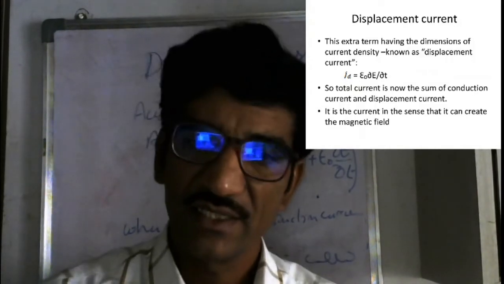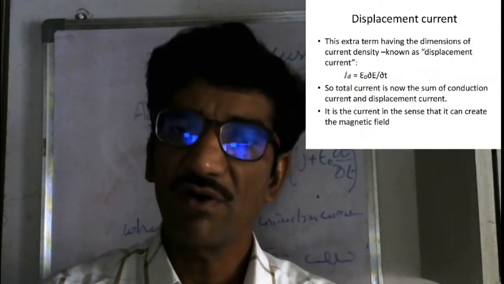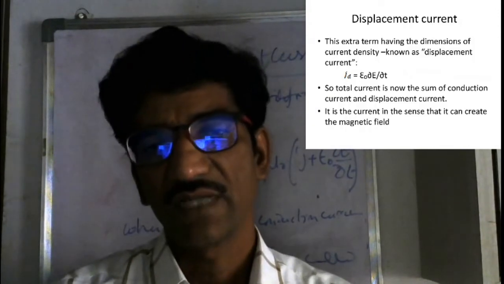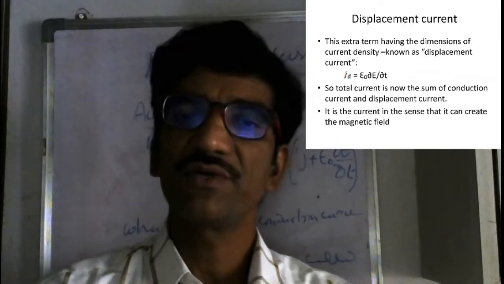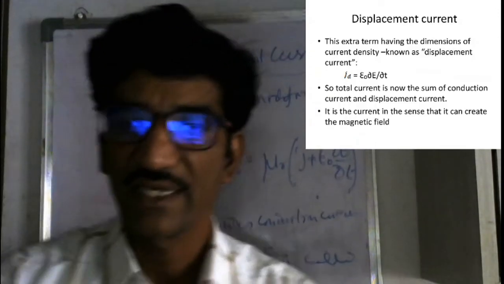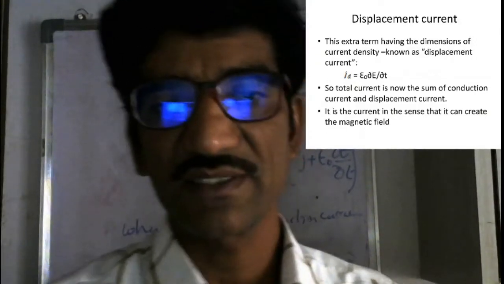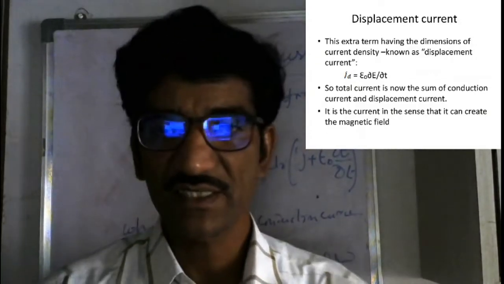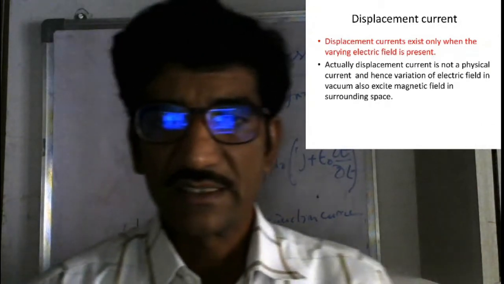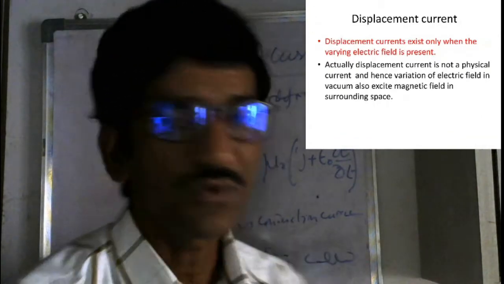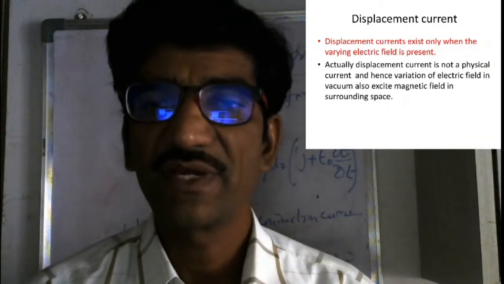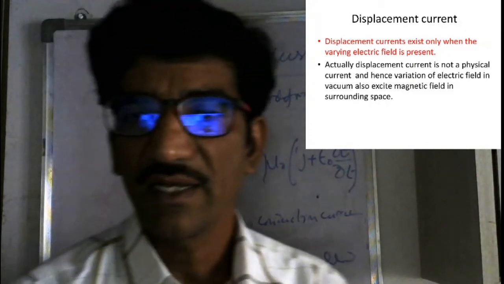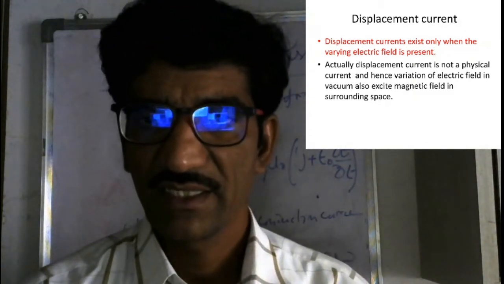That means it is capable of creating a magnetic field. It is able to induce the magnetic field. In this sense only we call this a current, or displacement current. This displacement current exists only when there is a time varying electric field.